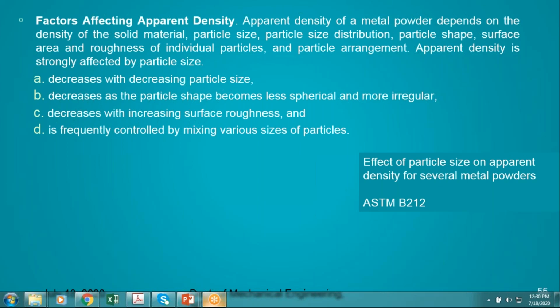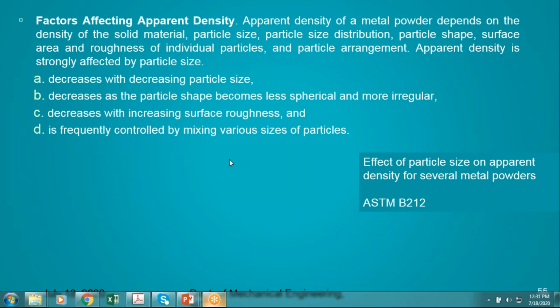The apparent density decreases with increasing particle size and particle size distribution, and it also decreases as the particle shape becomes less spherical or more irregular. If the particles are more irregular, you are going to have this decrease in apparent density. It also decreases with increasing surface roughness of the powder particles, and is frequently controlled by mixing various particle size distributions.